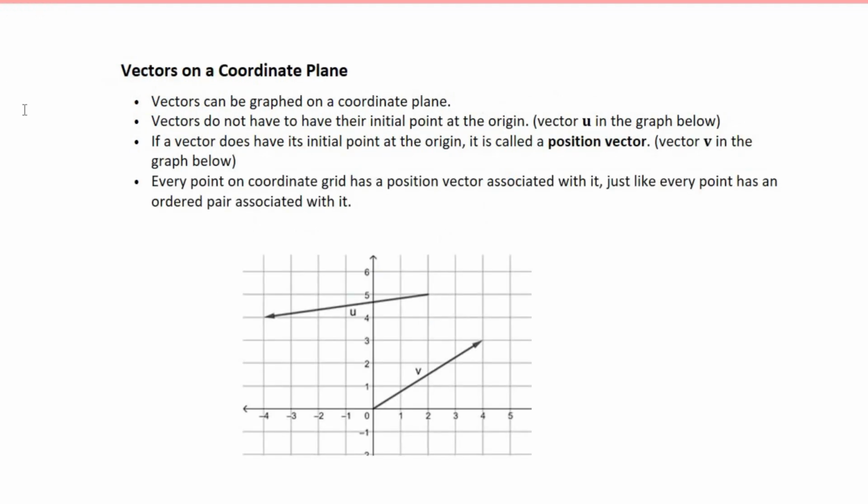Vectors can be graphed on a coordinate grid. Vectors do not have to have their initial point on the origin, like vector u in my graph below. If a vector does have its initial point on the origin, it's called a position vector, like vector v in my graph below. Every point on the coordinate grid has a position vector associated with it, just like every point on a coordinate grid has an ordered pair associated with it.